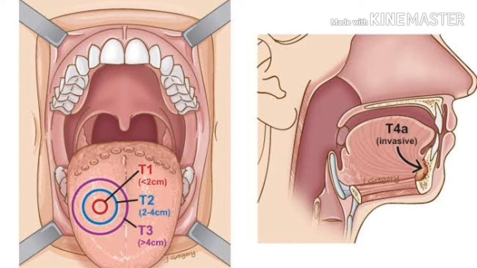Level 6 is paralaryngeal and pre and paratracheal lymph nodes. Level 7 is anterior mediastinal lymph nodes.